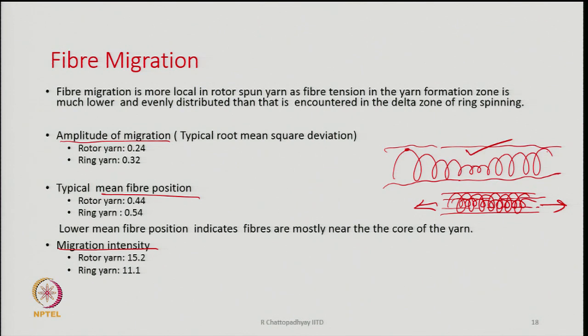Mean fiber position, if we look at first, rotor yarn 0.44, ring yarn 0.54. Low mean fiber position indicates fibers are mostly near the core of the yarn in the case of rotor yarn. Most of the fibers or most of the length of the fiber is placed near the yarn core. That is why its mean fiber position is less.